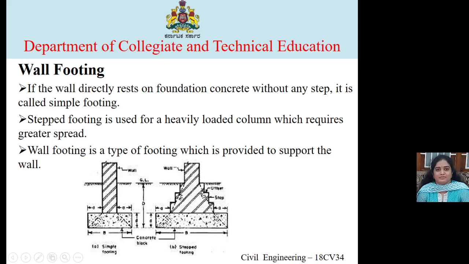If the wall directly rests on the ground concrete without any step, it is called a simple footing. So there are no steps here. Stepped footing is used for heavily loaded columns which require greater spread, and the wall footing is a type of footing provided to support the wall only, as the name indicates, especially for walls. So a stepped footing is used for heavily loaded columns which require a greater spread.